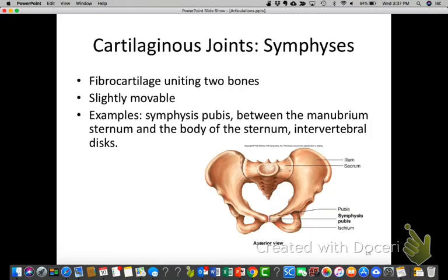The symphyses are found, well, the pubic symphysis is named for that, so that's an obvious example. We have fibrocartilage here. You find a symphysis between the manubrium of the sternum and the body of the sternum, but most importantly to me are the intervertebral discs, because they're going to allow a little bit of movement as you bend over. Now, your backbone in total is pretty flexible, but each joint individually is only slightly movable.